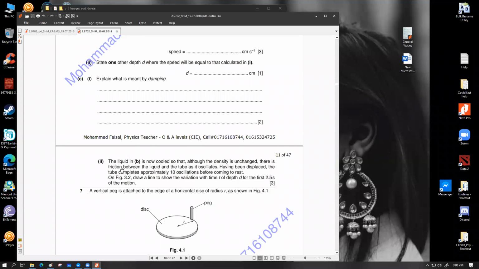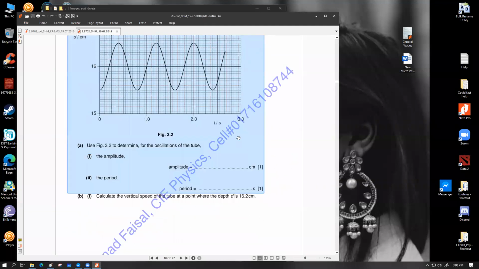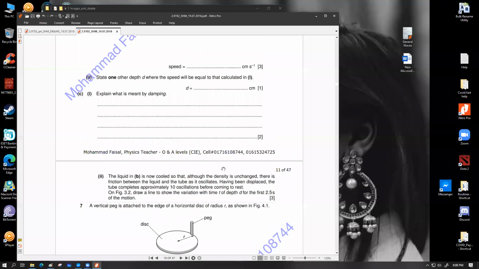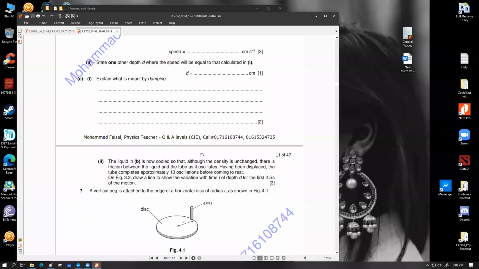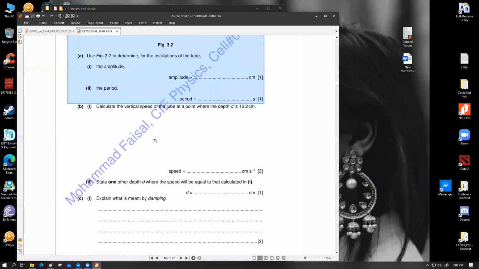দেখো, the liquid B is now closed, so there is friction between the liquid and the tubes all the time. Having been displaced, the tube completes 10 oscillations before coming to rest. So having been displaced, they have only mentioned that. This usually means that it was displaced by the same amount. They didn't specify. So usually for oscillation cases, whenever we do overlapping curves, the initial displacement is always taken to be the same. যদি এখানে specify করে নাই, but অনেক কোশ্চেনে দেখবা, in many other questions you'll see that it is mentioned that the initial displacement was exactly same.